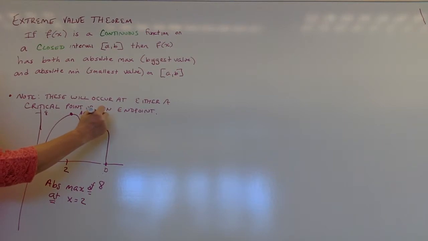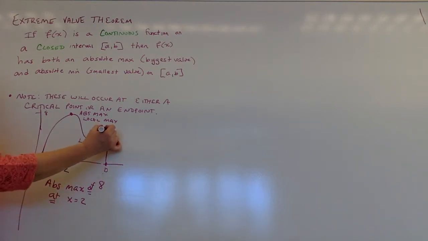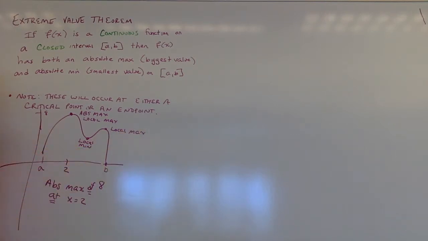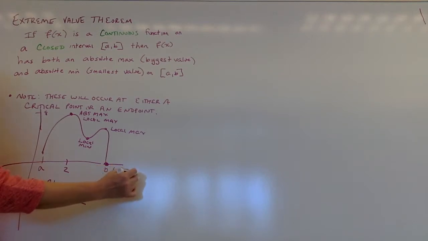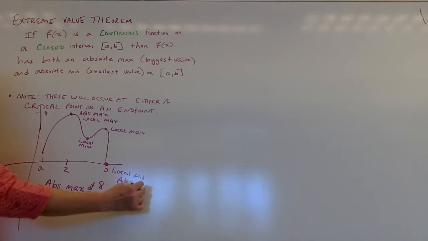So this is an absolute max. It's also a local max. It's taller than anything around it. This one right here is just a local min. It's smaller than anything around it, but not the smallest point. Here's another just local max. Again, it's bigger than everything around it, but not the biggest. And right here at our endpoint is both a local min, but it's also an absolute min.